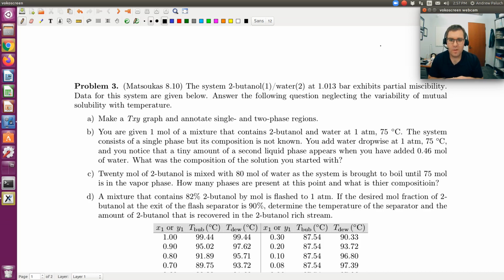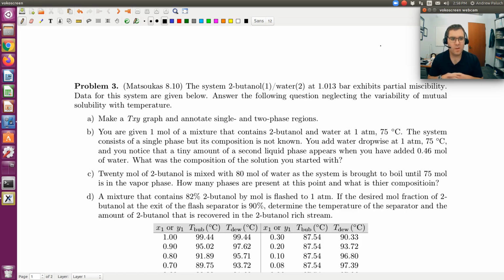So problem 3, the system 2-butanol water at 1.013 bar exhibits partial miscibility. Data for the system are given in the table below. Answer the following questions, neglecting the variability of mutual solubility with temperature.